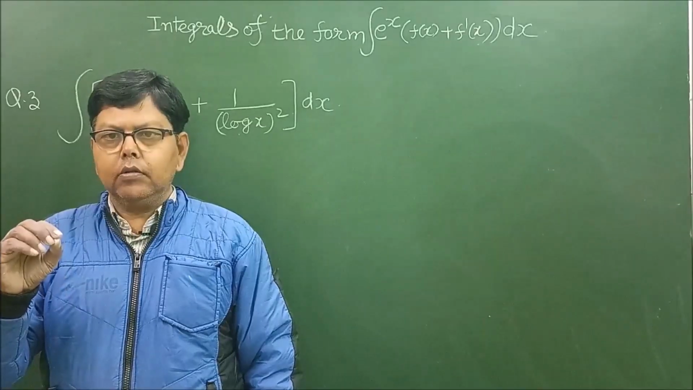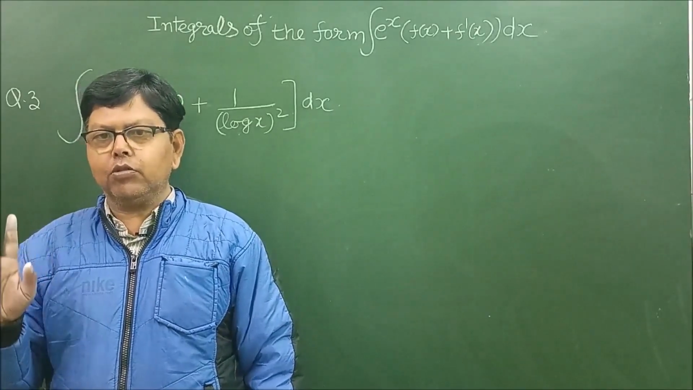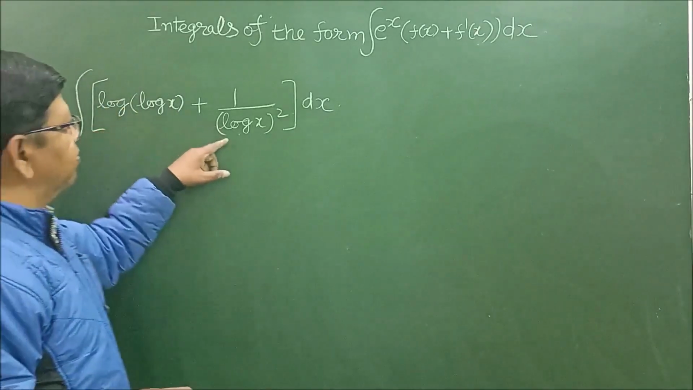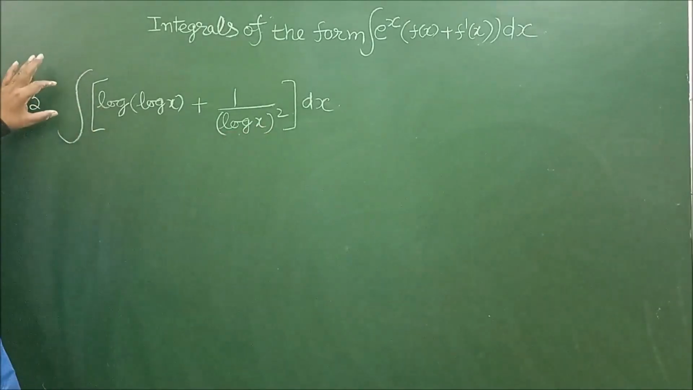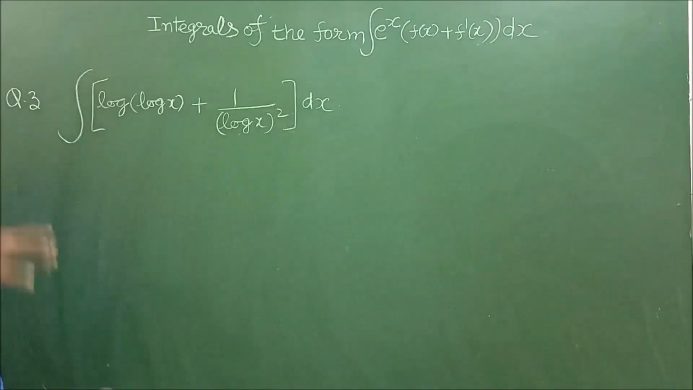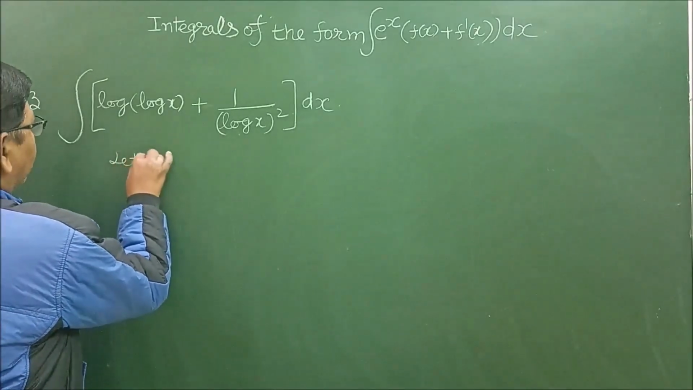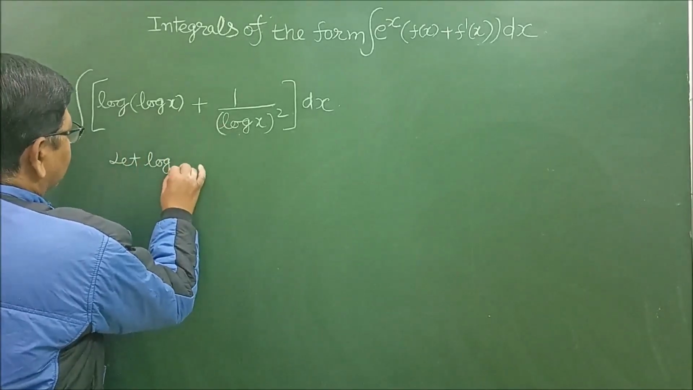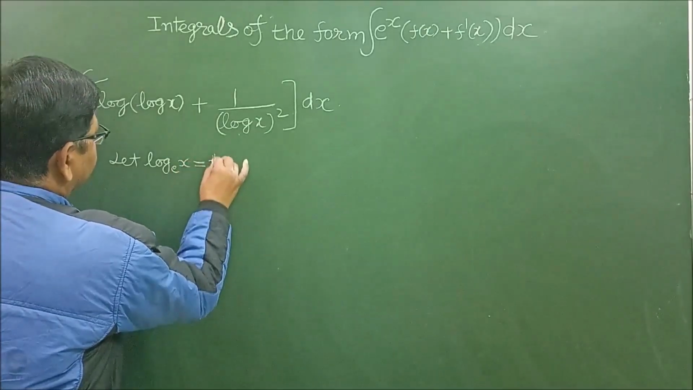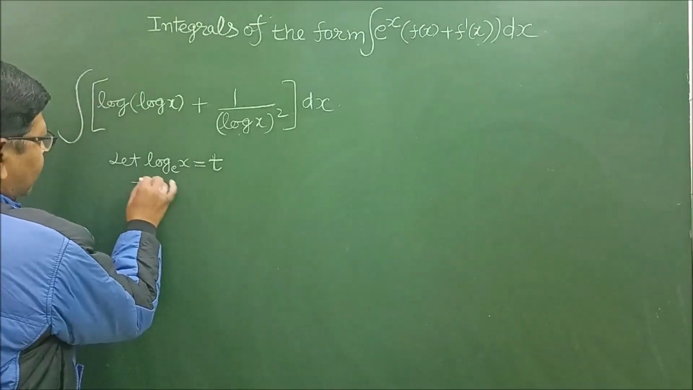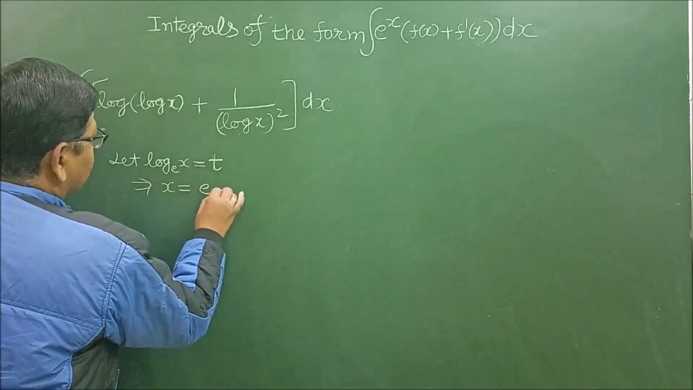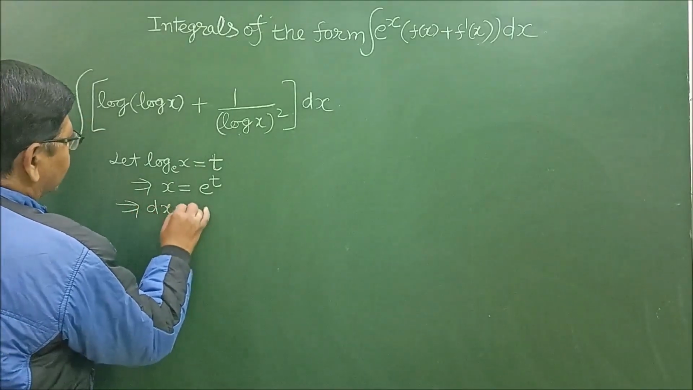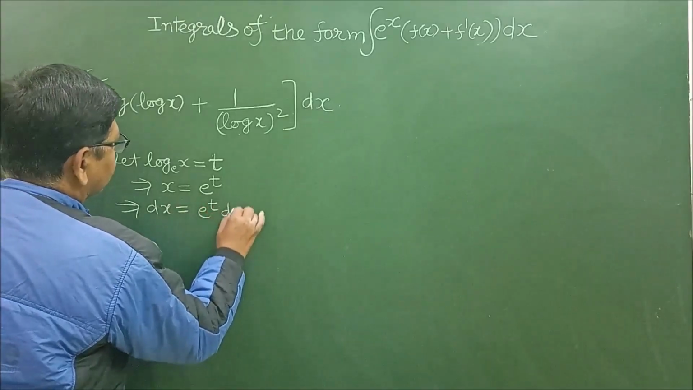Now अब हम करने वाले हैं एक बहुत ही ट्रिकी क्वेश्चन, क्वेश्चन नंबर 3. फाइंड द इंटीग्रल ऑफ (log x + 1)/(log x)². तो यहाँ पे कहीं भी आपको e^x नज़र नहीं आ रहा है, तो यहाँ लेट log of x base e is equal to t. Now this can be written as x is equal to e^t, and on differentiating both sides we can write dx is equal to e^t dt.